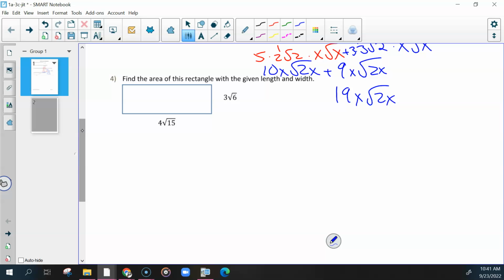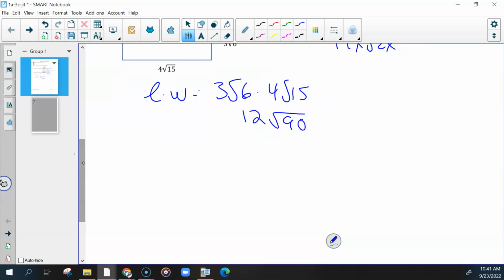Okay. 4 is asking for area. Area is multiplying length times width. So you would be multiplying 3 root 6 and 4 root 15. Insides together, outsides together. 3 times 4 would give us 12. 6 times 15 would give us 90. And then simplify.